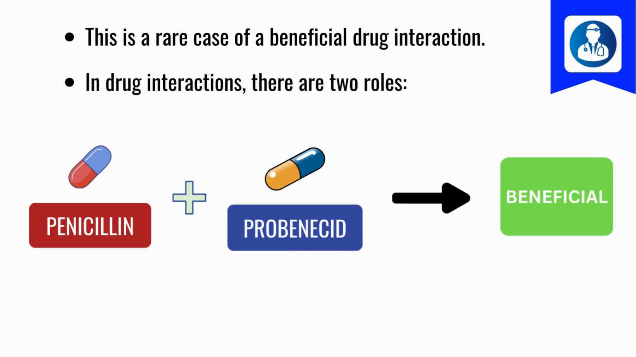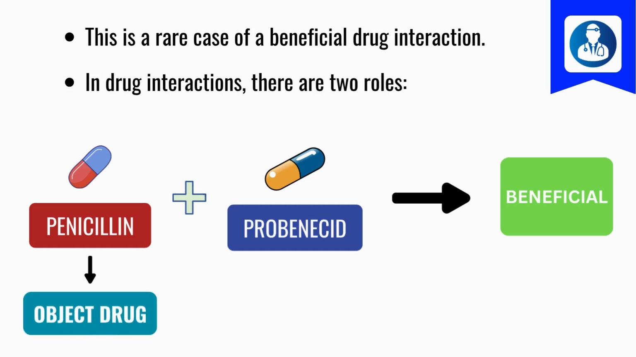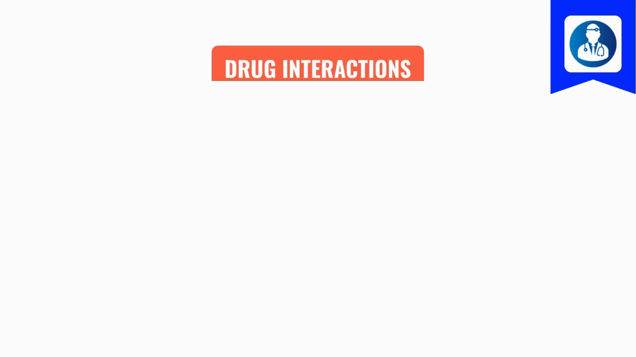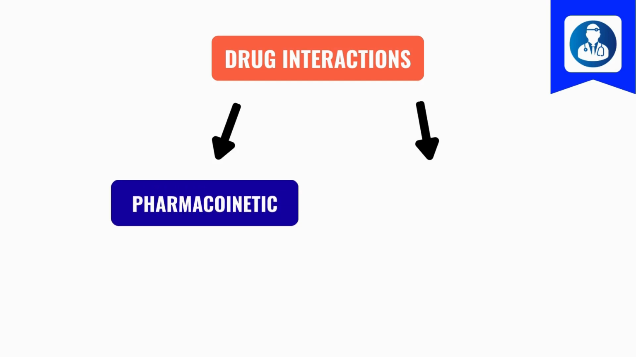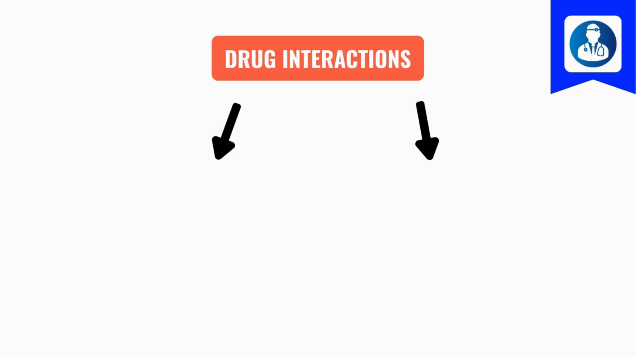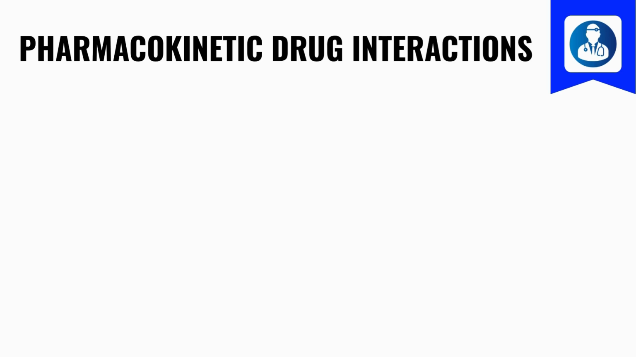In drug interactions, there are two roles. The object drug, the one that gets affected. The precipitant, the one that causes the change. In our example, penicillin is the object drug and probenecid is the precipitant. There are two main types of drug interactions, pharmacokinetic and pharmacodynamic. Let's break that down. First one, pharmacokinetic drug interactions.